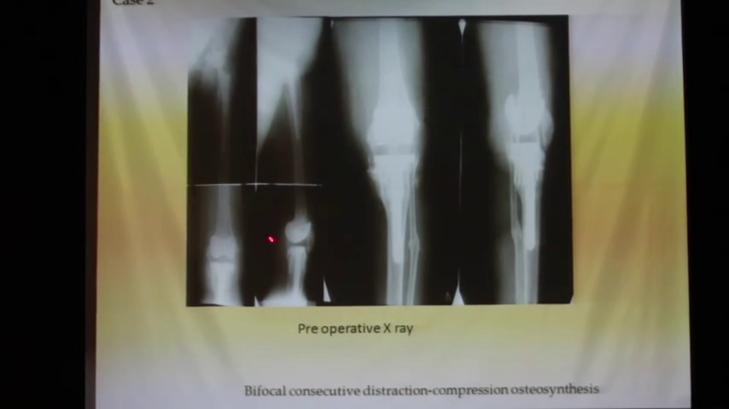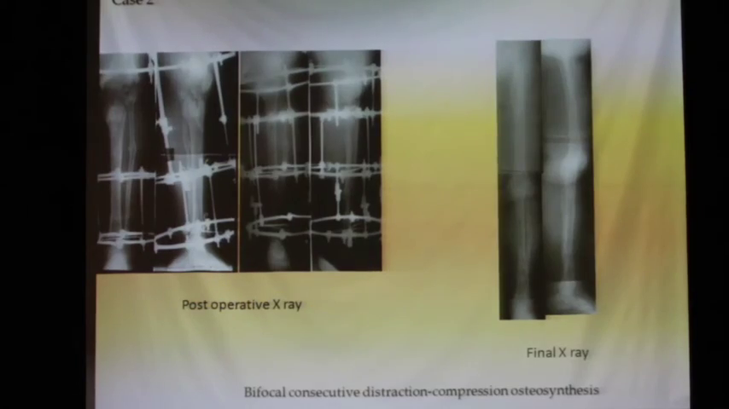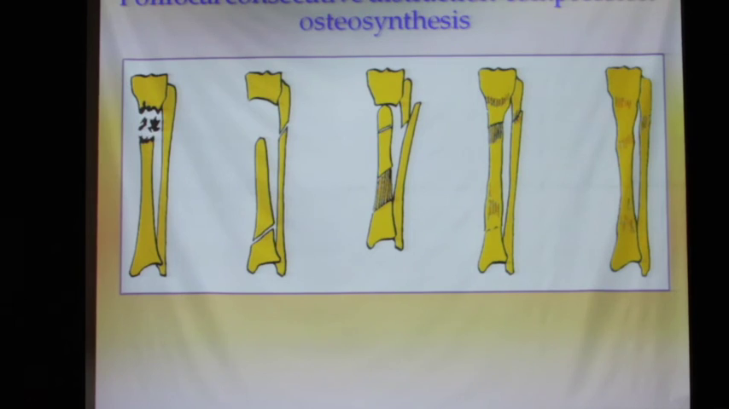This is another case. He has had a TKR done. Next, so we have removed that. And this is the bony union there. Next, this is a very complicated case. This was a case of the gap non-union there. So this is polyfocal consecutive distraction compression osteosynthesis.